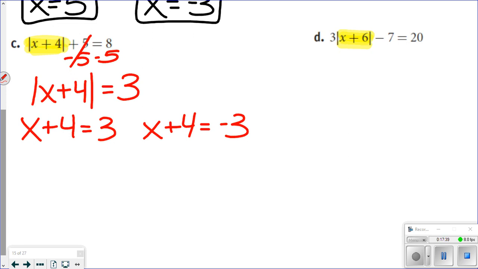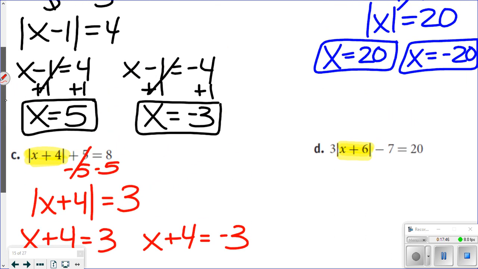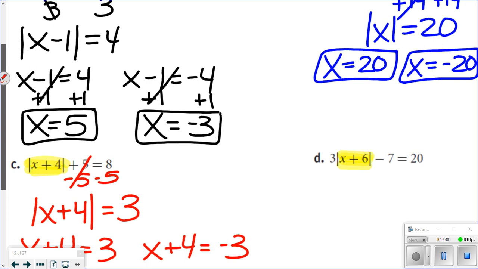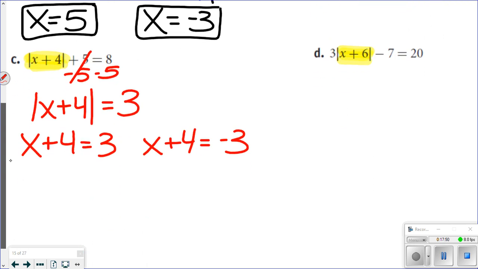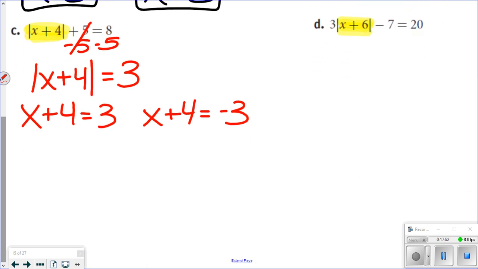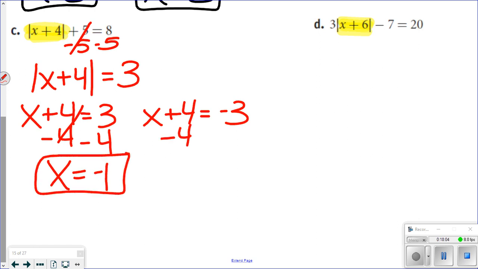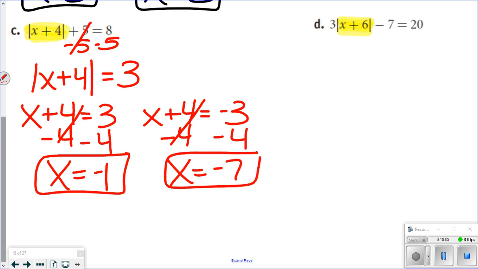One thing that I forgot to point out or mention is hopefully you're noticing that x plus 4 stays the same. Up here, x minus 1, it stayed the same. Okay, I don't switch those signs. I only switch the 3 to a negative 3. Subtract 4. X equals negative 1. Subtract 4. X equals negative 7. Those are my 2 answers.